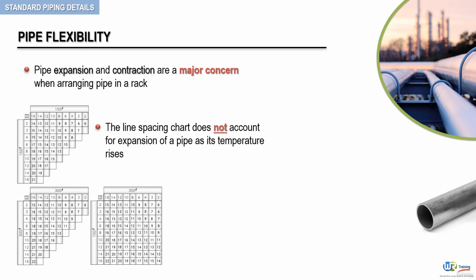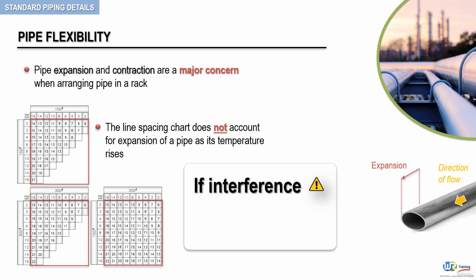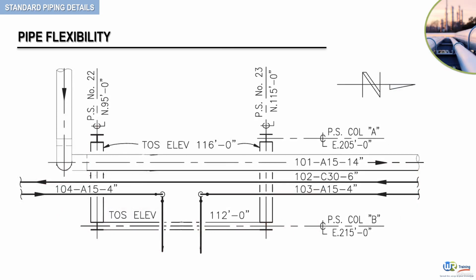This is depicted here in this example. If the expansion of a pipe will result in its interference with an adjacent pipe, line spacing will have to be increased. If the normal expansion of a pipe will not result in interference, line spacing will not be affected. Remember, space in the rack is limited. Overspacing must be avoided. In the following figure, we will provide a simplified illustration where additional line spacing may be required.